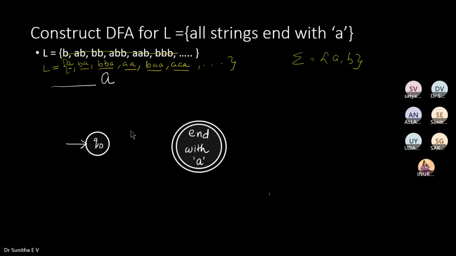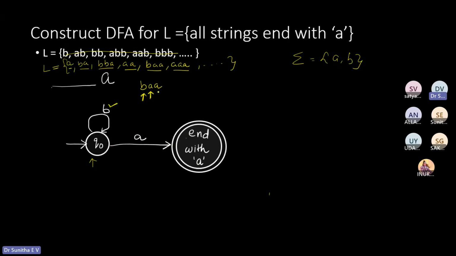Assume we have a string called BAA. We start in the initial state, and when we read B, it cannot move to end with A because we have read only B. So we remain in the same state, Q0 itself, because once we find A, only then can we accept it. Then when we read the next character, A, the machine assumes that it may be the last character in the string. Then we can accept it. So the machine moves to the final state.